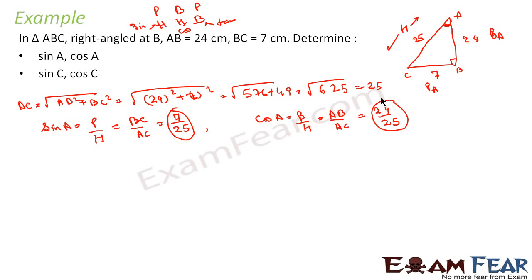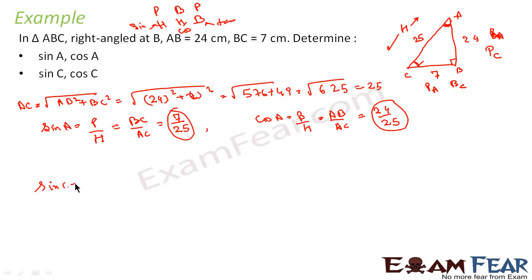Let's find sine C and cos C. When I am taking C as the frame of reference, the base is the side adjacent, that is BC. So this is the base for angle C. What is the perpendicular for angle C? The opposite side is the perpendicular for angle C. So now we need to find sine C.